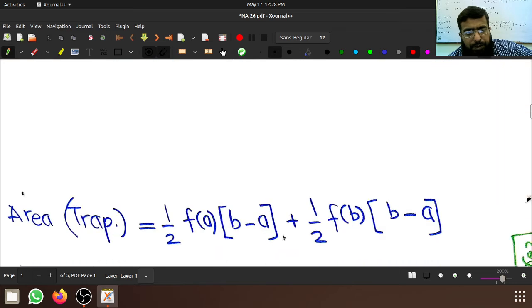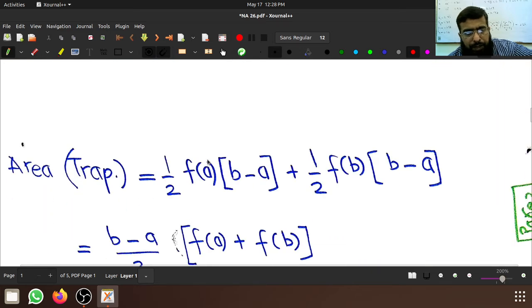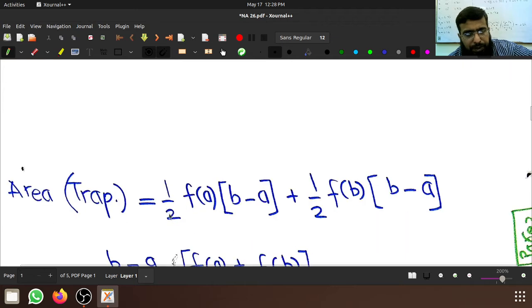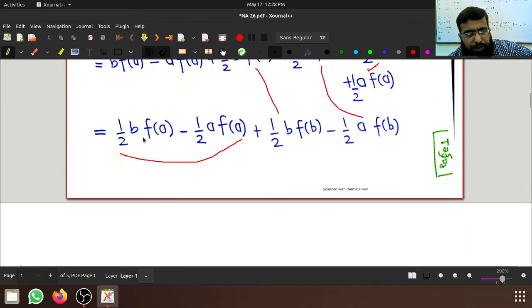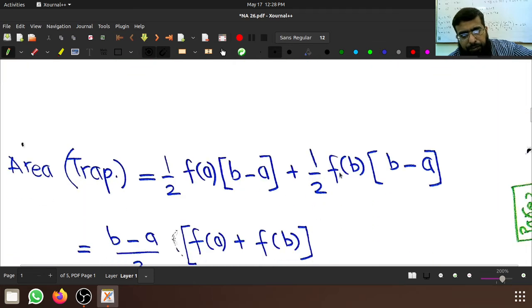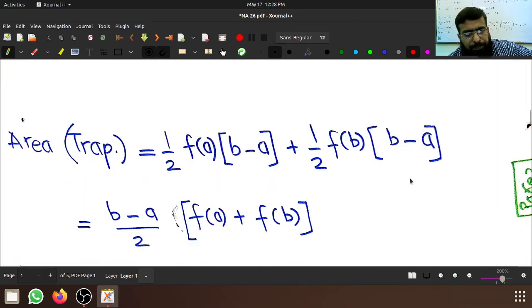Once we have done that, we can take f of a common from these two terms. So we are left with 1 by 2b minus 1 by 2a. So we can also take 1 by 2 f of a common. In that case, we are left with b minus a. And here we can have 1 by 2 f of b common, and we are left with b minus a. And then we can take 1 by 2 b minus a common, and then we are left with f of a plus f of b.